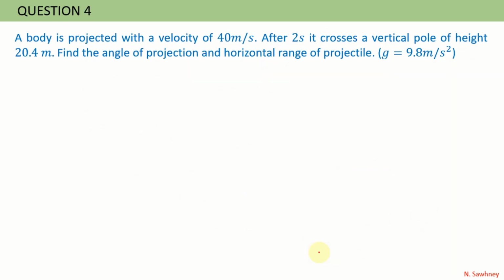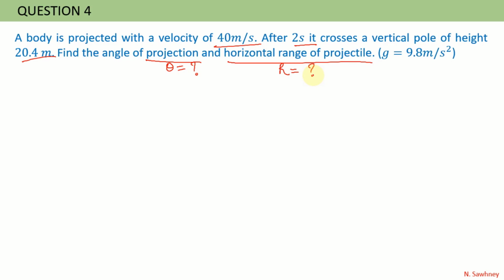Now let us solve the last question. A body is projected with a velocity of 40 meters per second. After 2 seconds, it crosses a vertical pole of height 20.4 meters. Find the angle of projection and the horizontal range of the projectile. That means we have to calculate theta as well as range R.